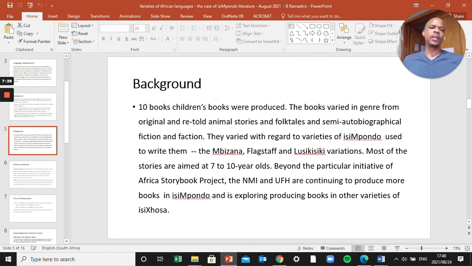Based on the project, we are talking with colleagues in the Eastern Cape Pensalp group, colleagues at Fort Hare, but also some schools who have interest to write more books in isiMpondo, and also with people who are trying to write children's literature in other varieties of isiXhosa that are found in the Eastern Cape.